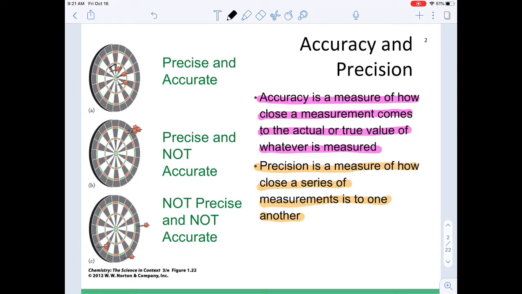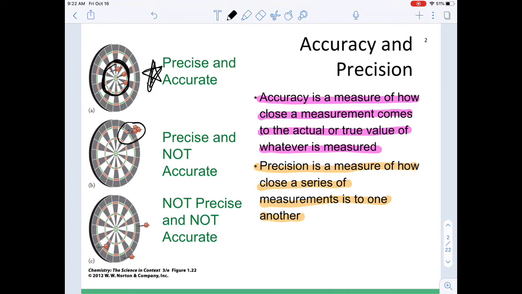So here we have three darts close to the bullseye and close to each other, making it both accurate and precise. So this is our goal. Obviously, we want our measurements to be close to the correct answer, and then we want them to be precise because that means those values were close together and multiple times you were close to the correct answer.